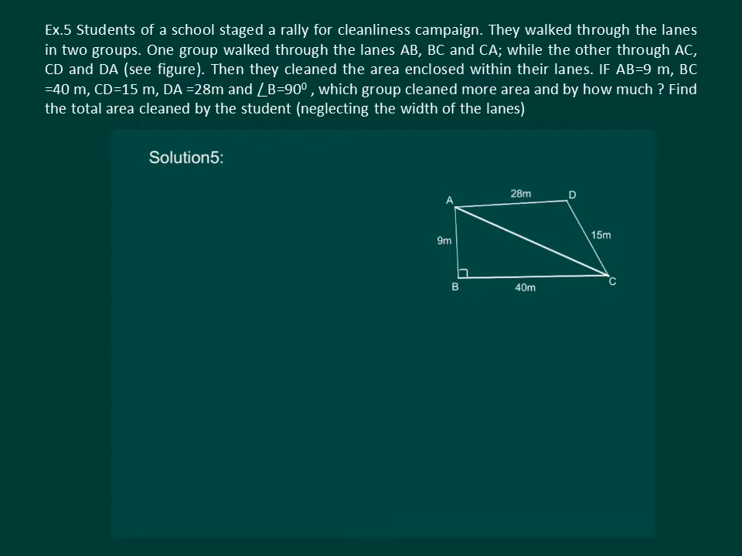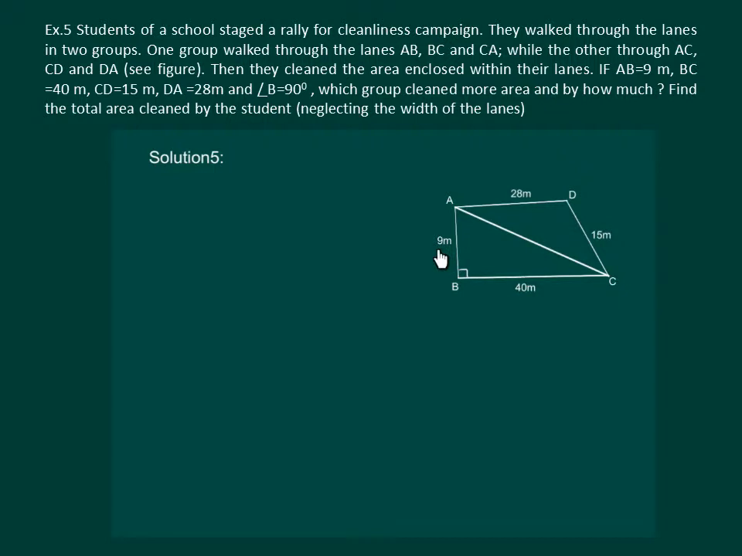Let us read the question. Students of a school staged a rally for cleanliness campaign. They walked through the lanes in two groups. One group walked through the lane AB, BC and CA, while the other group through AC, CD and DA. Then they cleaned the enclosed areas within their lanes.